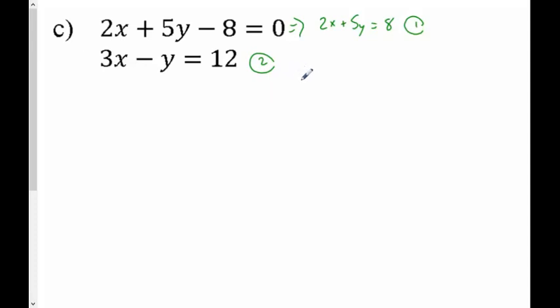Now, in order to make coefficients match, I can't multiply 2 by anything to get 3 without creating fractions. But I can multiply negative 1 by 5 to make it negative 5. I don't need to multiply it by negative 5 because then that would change the signs of everything, which would be more complicated than it needs to be. So I'm going to take equation 2 and multiply it by 5, which will give me 15x minus 5y equals 60. And let's call that equation 3.